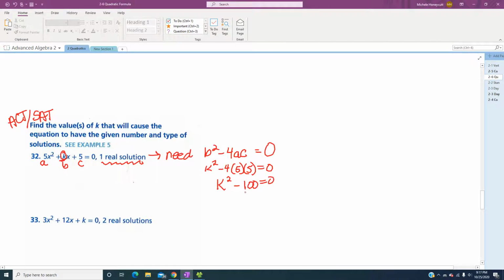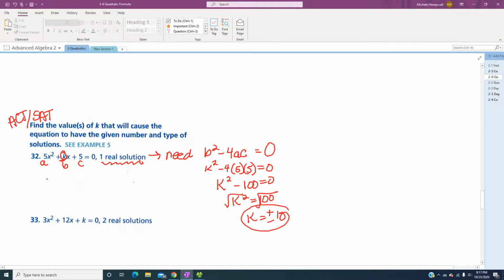So then if I subtract 100 on both sides, k squared is 100. Take the square root of both sides. k would have to be plus or minus 10 in order for this to have one real solution.